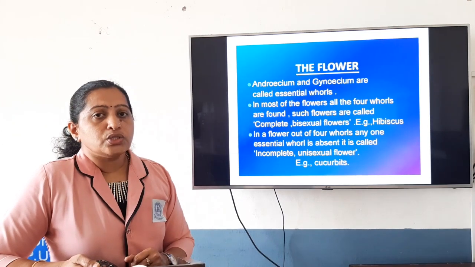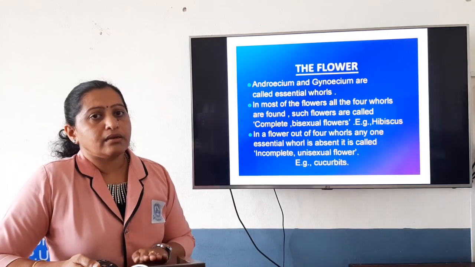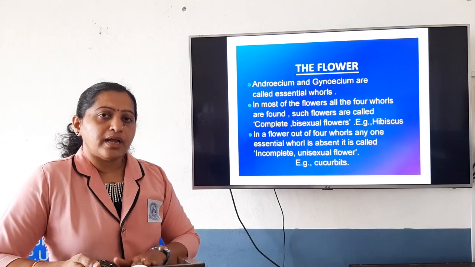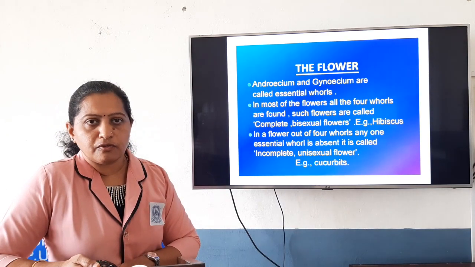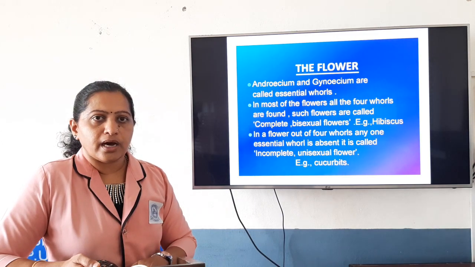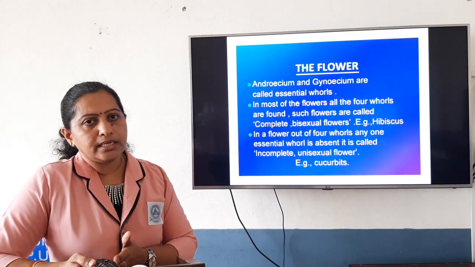And we can also categorize flowers into two types based on the number of whorls that are present in a flower. So if a flower has got all the four whorls, such a flower can be termed as complete flower. If the flower lacks any one of the whorls, it is termed as incomplete flower. Okay. So based on the number of whorls present in a flower, flowers can be categorized into complete and incomplete flower.